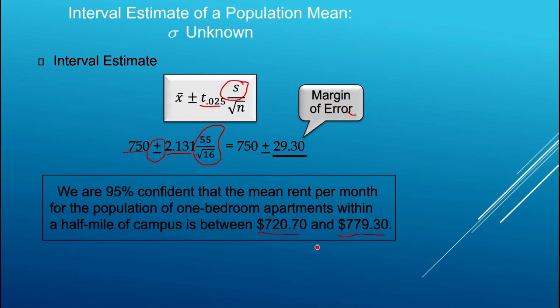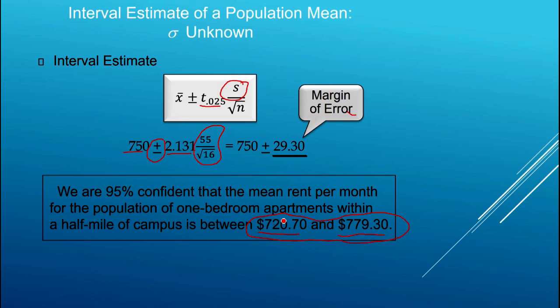So I'm 95% confident that the mean rent per month for the population of one-bedroom apartments within half a mile of campus is between $720.70 a month and $779.30 a month. What I'd point out to you is that the bigger the margin of error, the wider the spread between the lower end and the upper end of my confidence interval, and that implies I'm less confident about my point estimate.